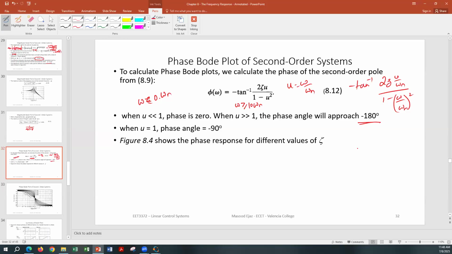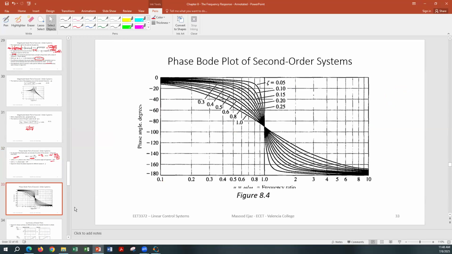The phase response looks like this for different values of zeta. Again, these are not the approximate, but the exact phase responses. For the approximate, you go until 0.1 omega n, 0, and more than 10 omega n, negative 180, and then you drop it by negative 90 degrees per decade.